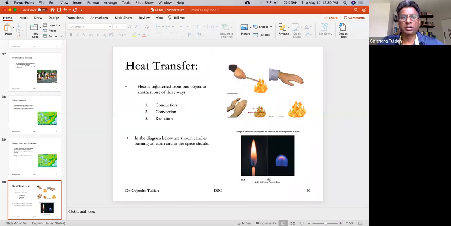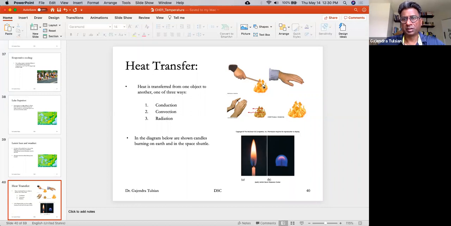Okay, now we'll talk about heat transfer. And you know that heat flows from a hotter object to a colder object. So here, this picture illustrates 3 different modes of heat transfer: conduction, convection, and radiation.